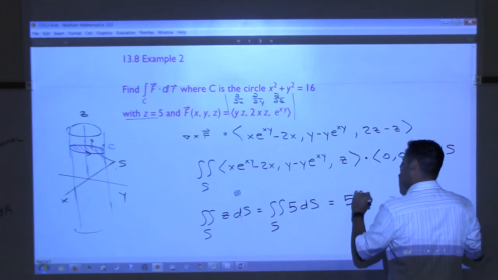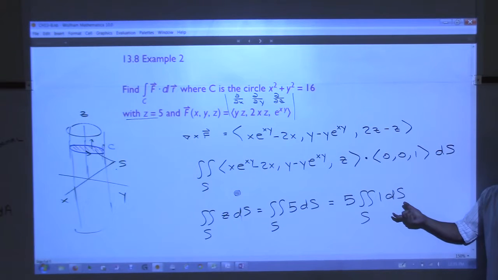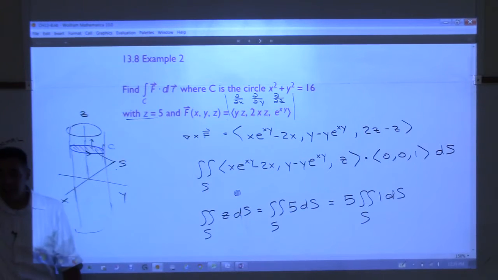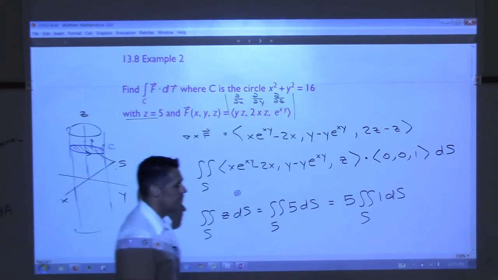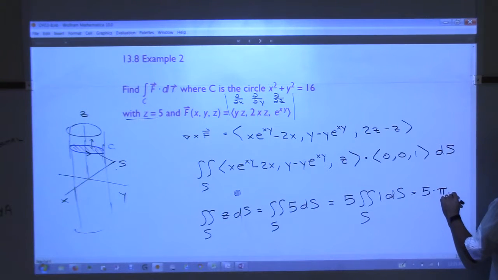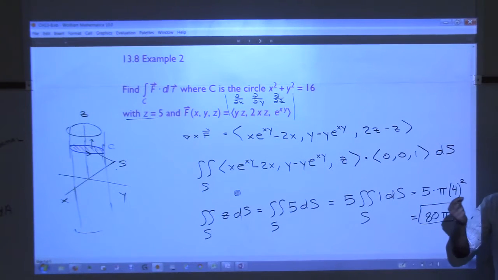Which is really just 5 double integral over S of 1 dS, which is the area of the surface S, right? The surface S, which is this up here. But because it's flat, it's the same as the area of a circle on the ground. So it's just pi r squared, right? So this is 5 times pi times, what's the radius of that circle? 4 squared. So 16 times 5 is 80 pi. That's your flux. Or that, sorry, no, that is not your flux. That is your line integral. That would be the work done moving a particle along that curve through a vector field.